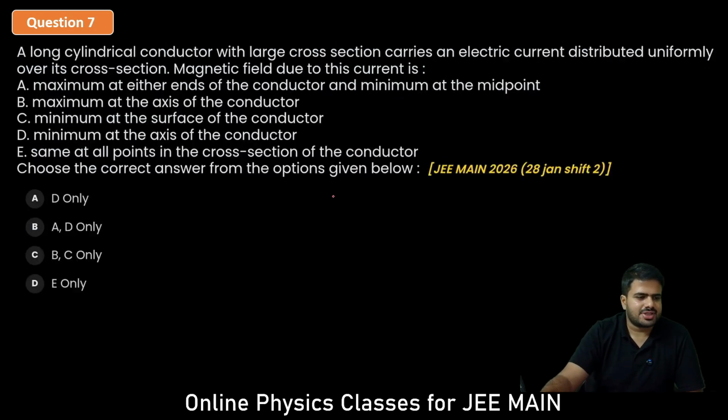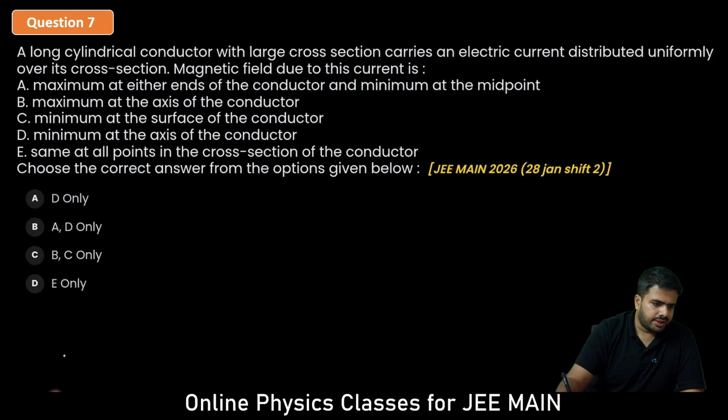Okay, so question number 7, you see here. They have given that a long cylindrical conductor with a large cross section carries an electric current distributed uniformly over the cross section. So they have given the conducting rod, we can understand it like that, and current is flowing in that. So the magnetic field due to the current, we have to just see where it is maximum and where it is minimum.